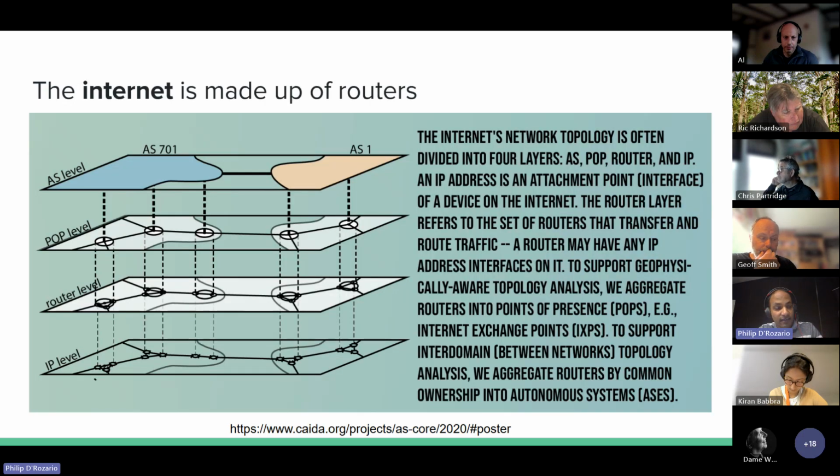All right, so the internet. We're going quickly to get to modeling pace. The internet is made up of routers. Here at the bottom level, you can see that you start off with IP addresses, which belong to a router. And at the top level, each router belongs to an autonomous system.